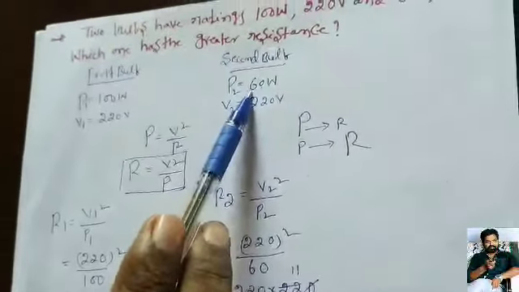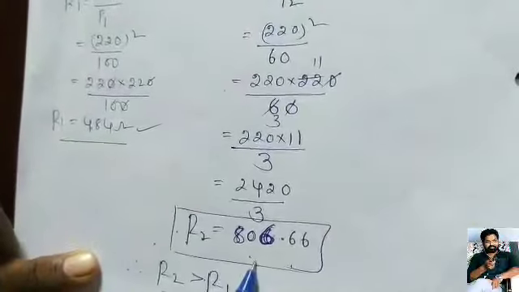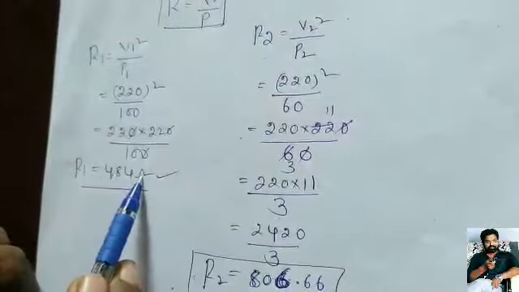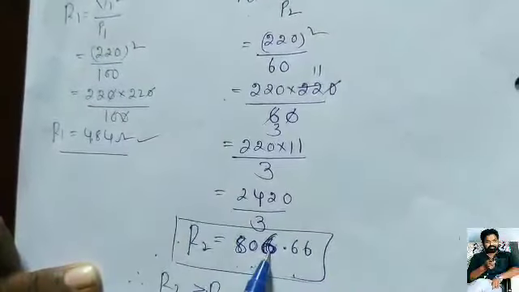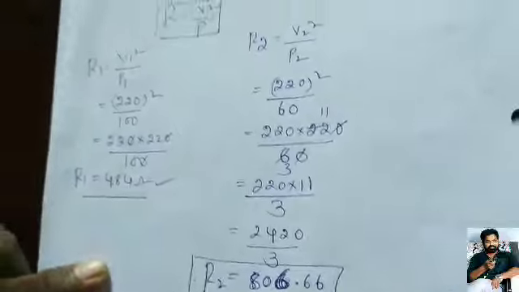So the bulb which has less power has a greater resistance. The first bulb has 484 ohms and the second bulb 806.666. That's all.